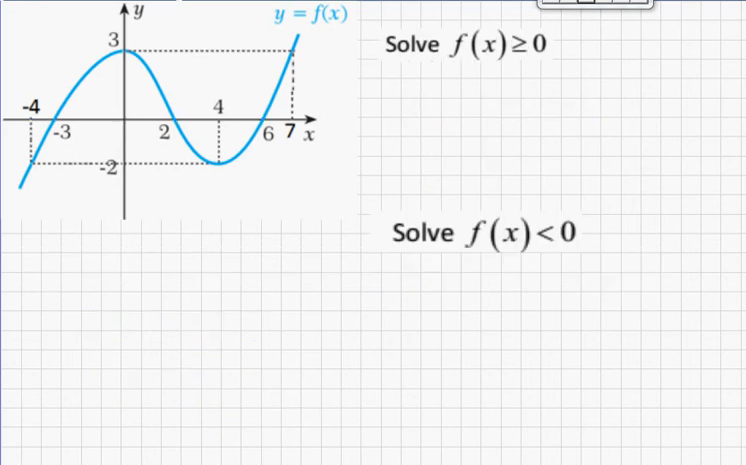In which parts is f of x, which means the results, bigger than or equal to 0? For example, if I ask you f of minus 4, what is the result for that? If I ask you f of 0, you move up, and the result for 0 is 3. So I can include 0 in here.